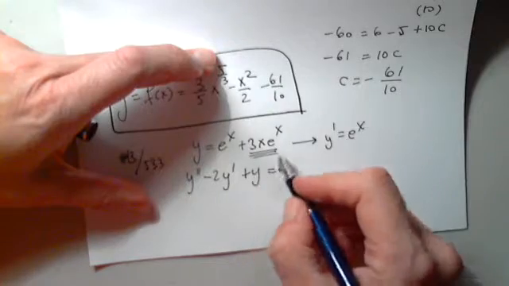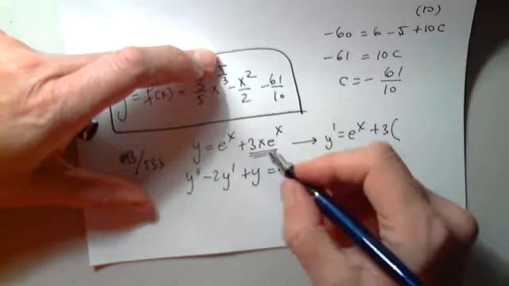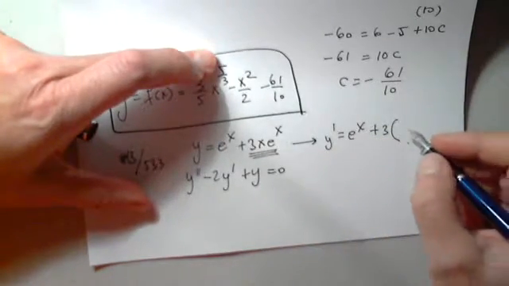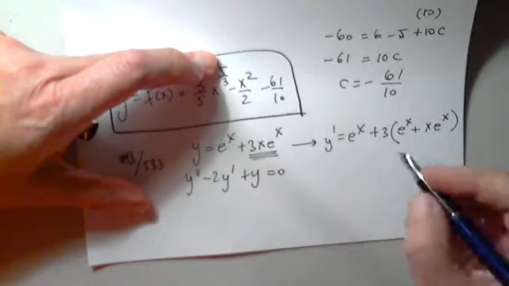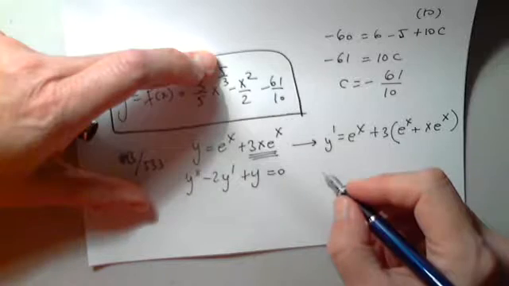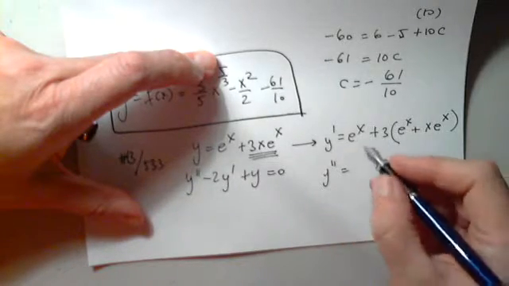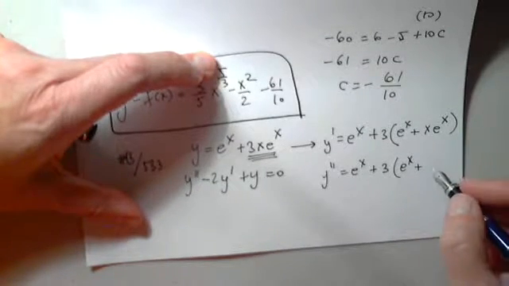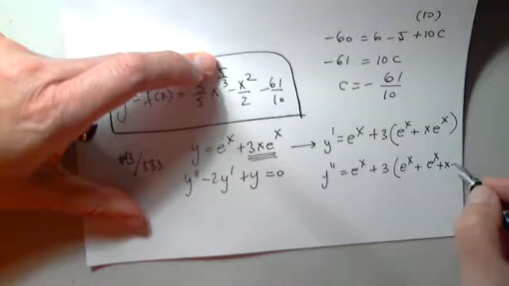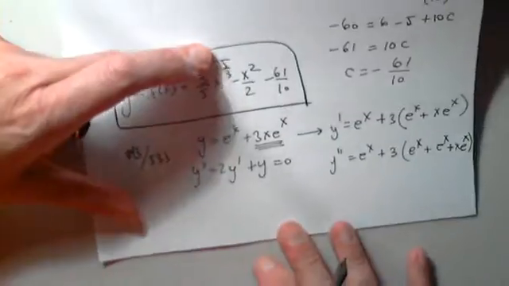So from here I need to determine first of all y prime, which is e to the x. This is the product rule, plus 3 times the first function's derivative, 1 times e to the x, plus x e to the x. And now the second derivative: e to the x plus 3 e to the x plus e to the x plus x e to the x.